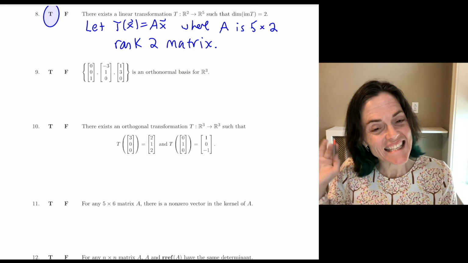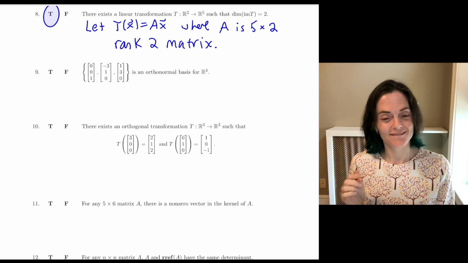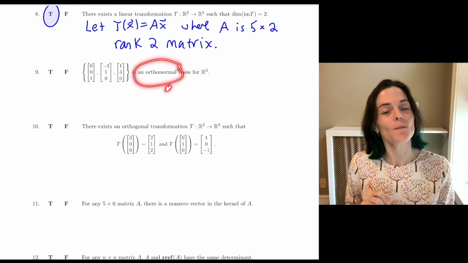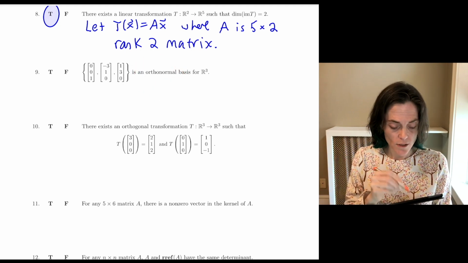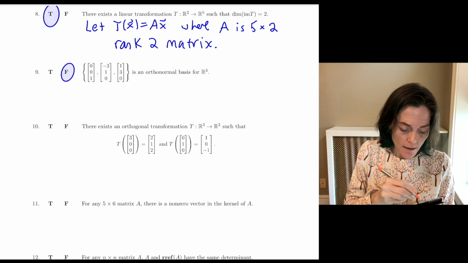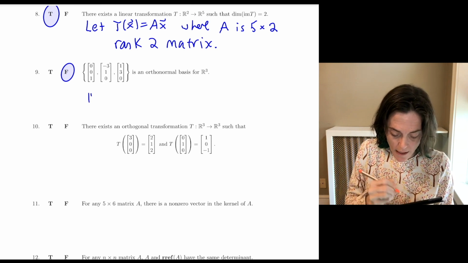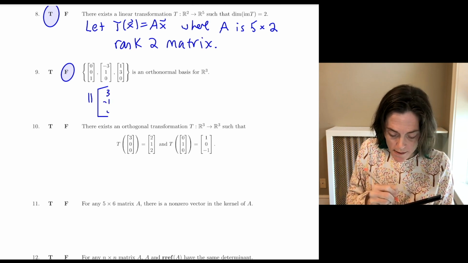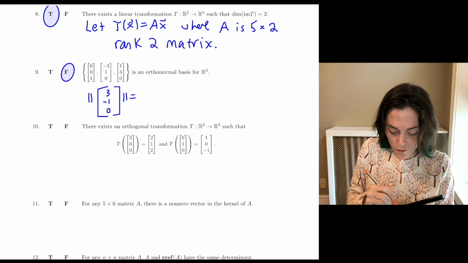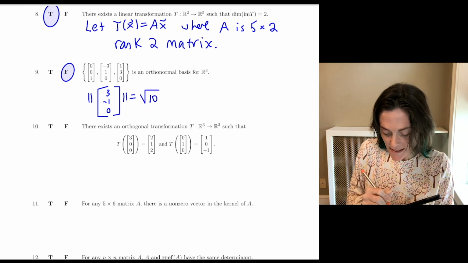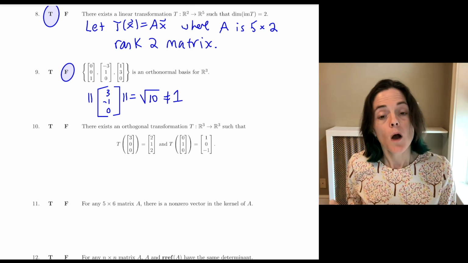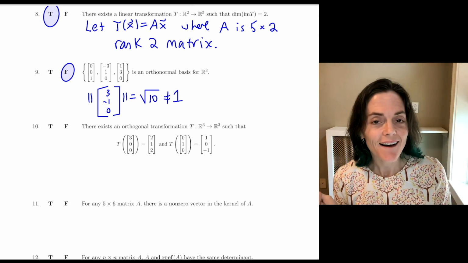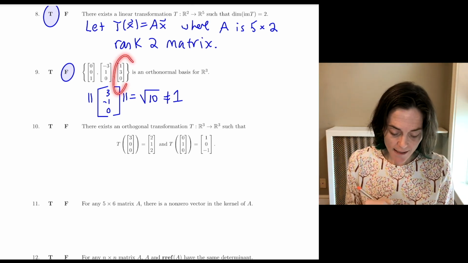Number 9, is this set an orthonormal basis for R3? We have to be careful about this word. Basis for R3, sure. Orthonormal basis for R3, no, it is not. So this is false. The reason, well, we just take one of these. If you take the length of this vector, 3, minus 1, 0, this is a square root of 10, which is not equal to 1. Orthonormal means unit and perpendicular. This is an orthogonal basis for R3, but not orthonormal. Similarly, this vector has length square root of 10.